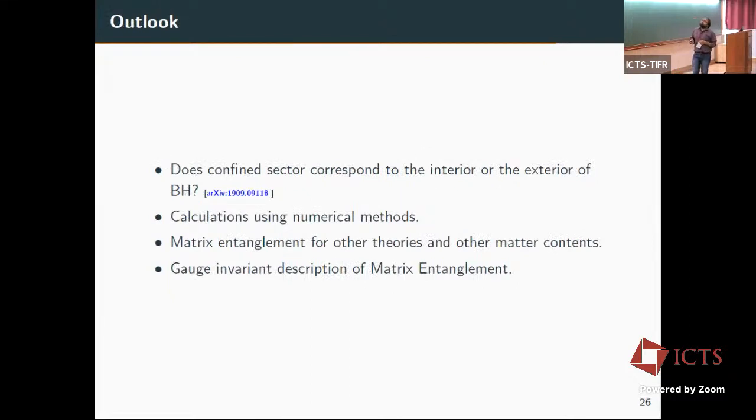As outlook, we first have to exactly understand the role played by this confined sector in the geometry itself. Does it correspond to the interior of the black holes, or is it describing the background spacetime? Second outlook is to compute the entanglement entropy using numerical methods somehow. Third is to define this matrix entanglement for other theories and other models, for example, the O(N) vector model, which has a known gravitational dual in Vasiliev higher spin theories. And the last, but not the least and most important perhaps, is to have a gauge invariant description of matrix entanglement, because the physical states are gauge invariant states. Thank you. Thanks for your attention.